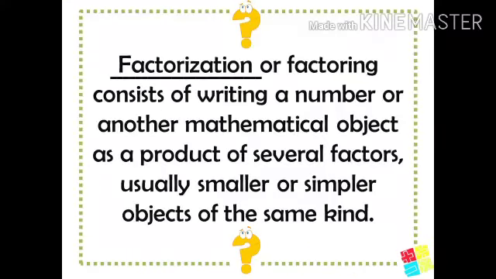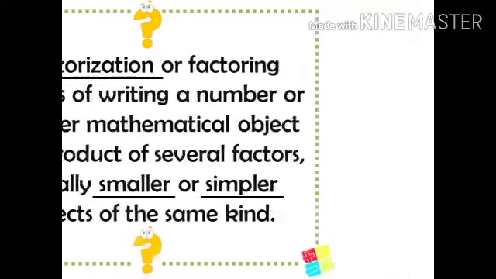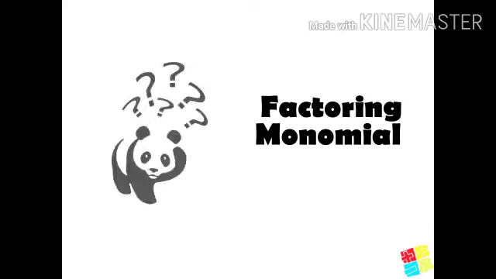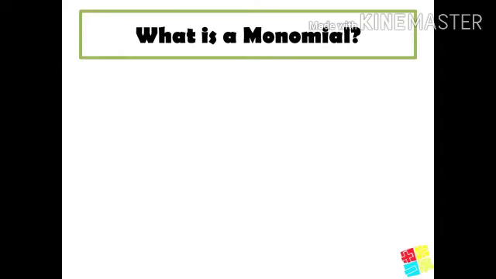Factorization or factoring consists of writing a number or another mathematical object as a product of several factors, usually smaller or simpler objects of the same kind. First, we are going to talk about factoring monomials. What is a monomial?